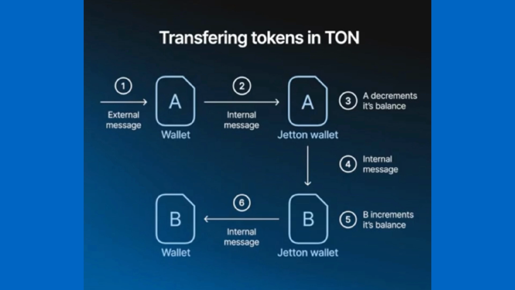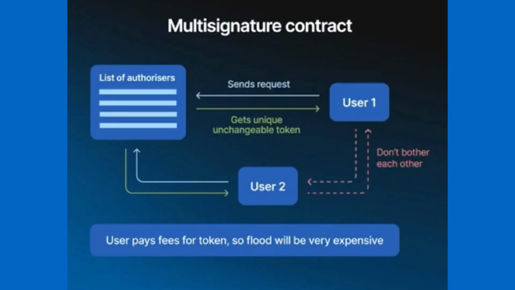In TON, you can avoid all sorts of workarounds altogether and make your contract even simpler by tokenizing the requests that the users send to this contract. So let's say you have this small list of people and you can still just store this list in the contract.